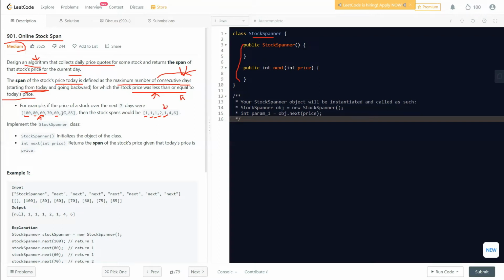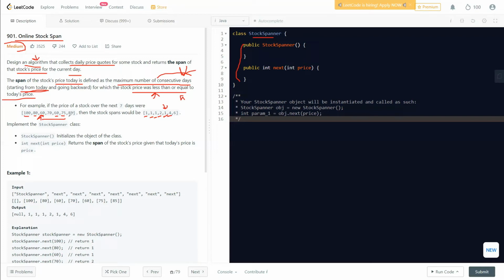Now for 75, how many days are there? 75 is itself, because we are considering today, starting from today. Then 60 is less than 75, 70 is less than 75, and 60 is less than 70. So we find a consecutive 4 days that are less than or equal to 75, right? So that's why we mark it as 4.